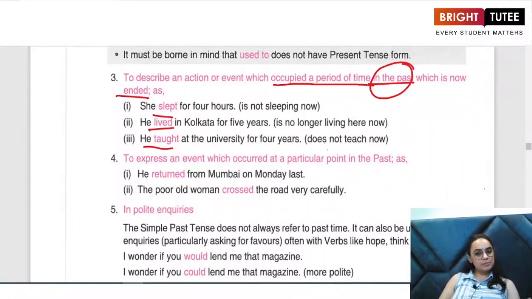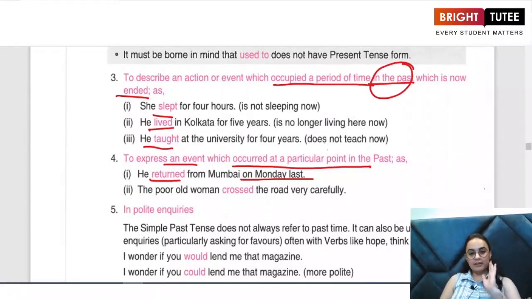The next use of the simple past tense is to express an event which occurred at a particular point in the past. So those events which occurred at a particular point in the past are also written in the simple past tense. For example, he returned from Mumbai on Monday last. So last Monday he returned from Mumbai. The poor old woman crossed the road very carefully. So the poor old woman, at every particular point of time, would always cross the road very carefully.